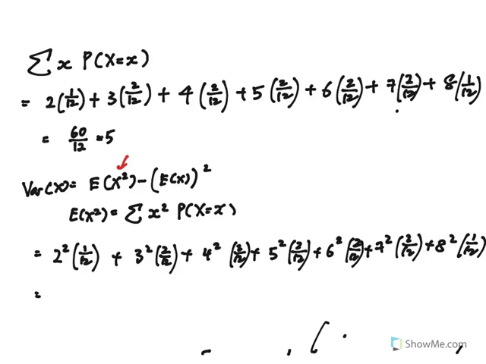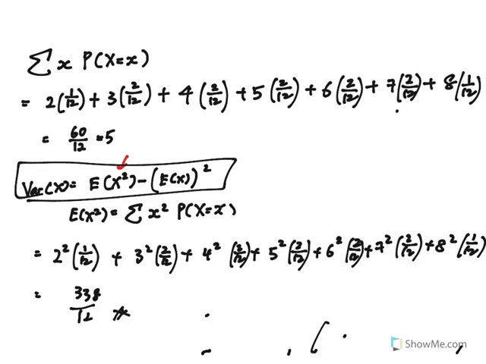Alright, and the answer comes out to be 338 over 12, right? So I hope you get this answer. Then, following which, we plug it back into the formula for the variance of X. E(X squared), as we have found, is 338 over 12. E(X), as we have found, is 5, so 5 squared.